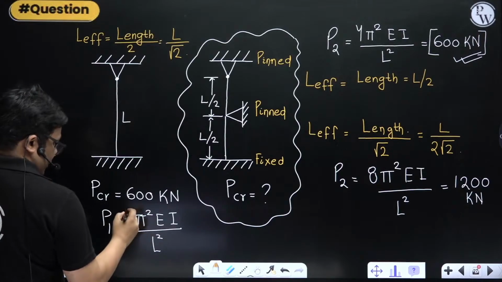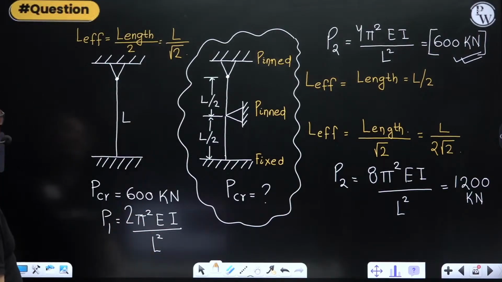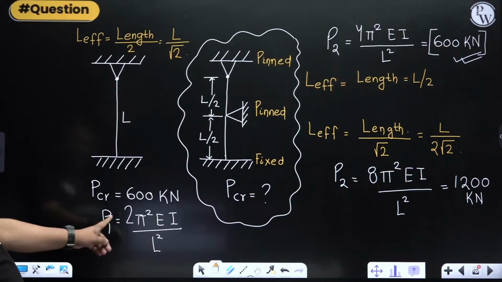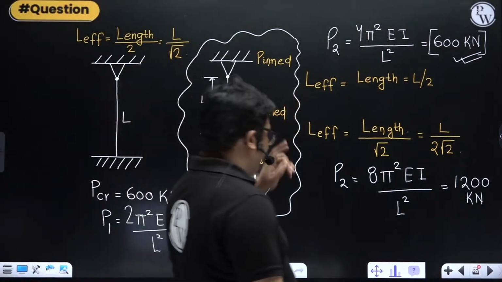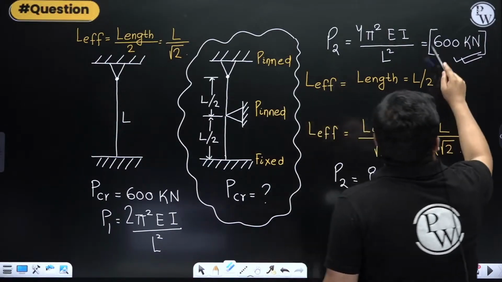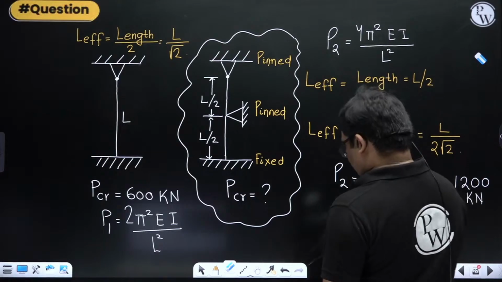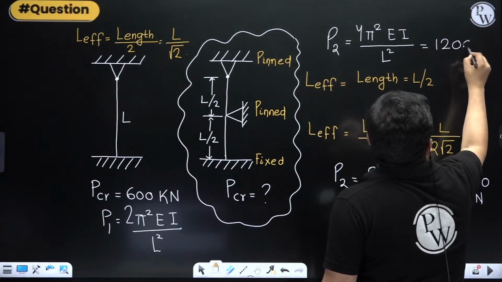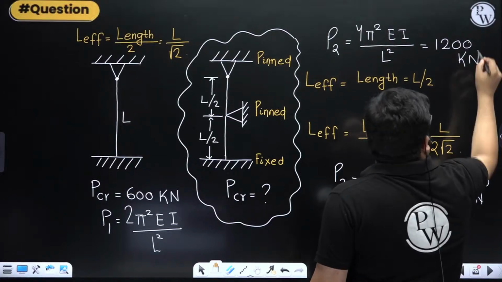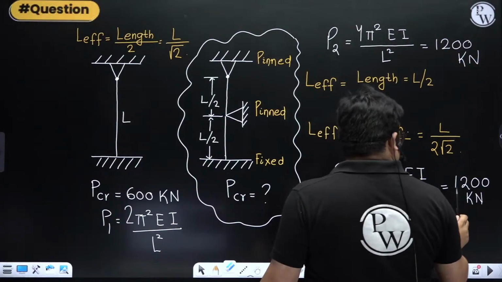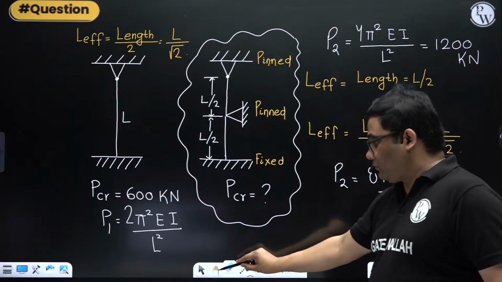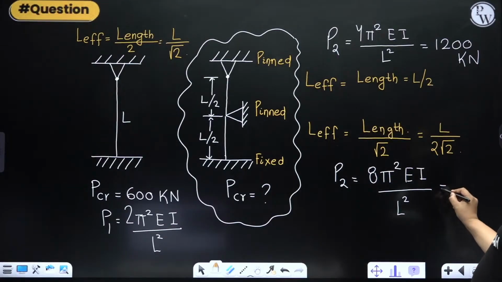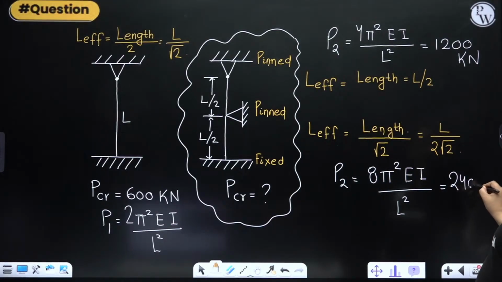Good. So it is 2 pi square, right? It is 4 pi square. That means this is 1200 kilonewton. And this is 2400.